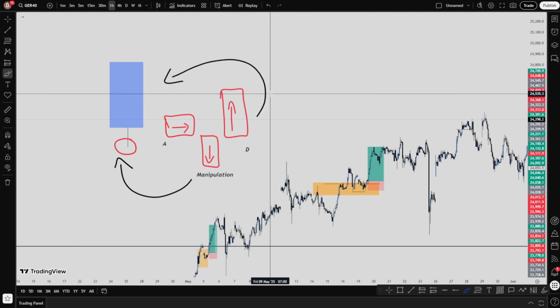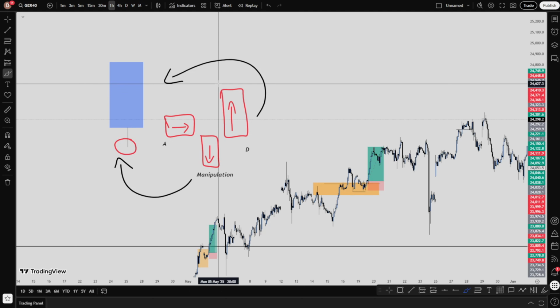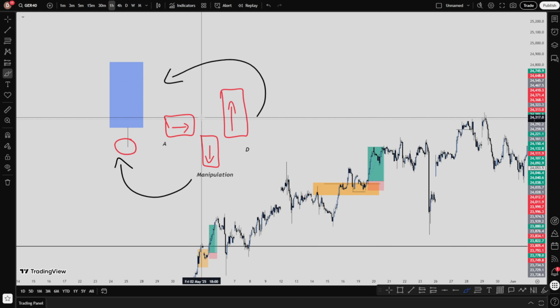Hello guys, welcome back to my channel, and today I'll be going over probably the most important thing when it comes to trading, and that's understanding the external candles. What I mean by external candles is your higher time frame candles, which can be daily, 4H, 1H.